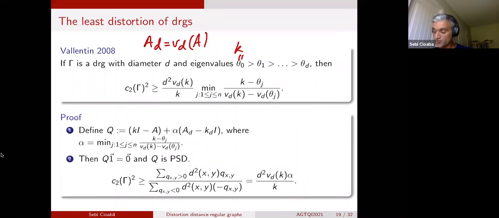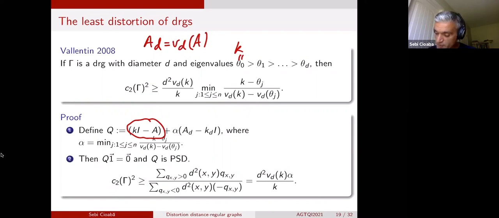The proof that he gives is quite similar in spirit to the linear programming proof. You take Q as a linear combination. This matrix was the same before, kI minus the adjacency matrix, but now you take some multiple alpha of the D-th distance matrix minus k_D I, where k_D is the valency of the distance-D graph.